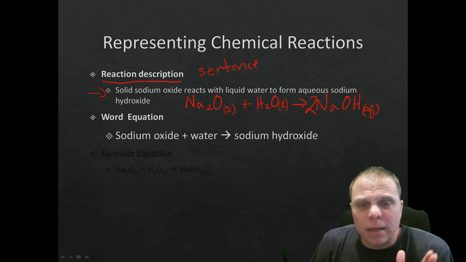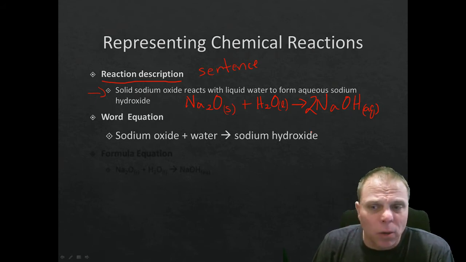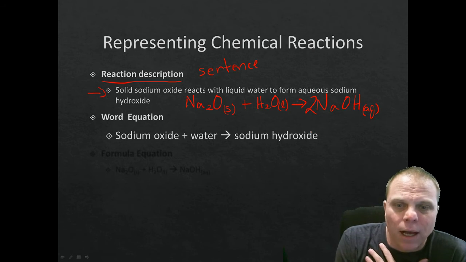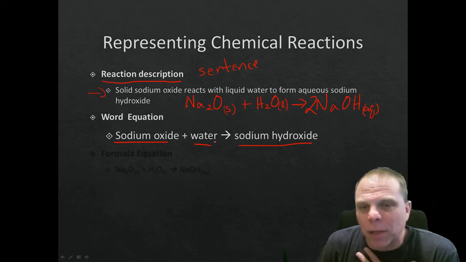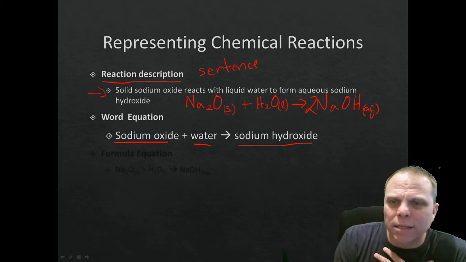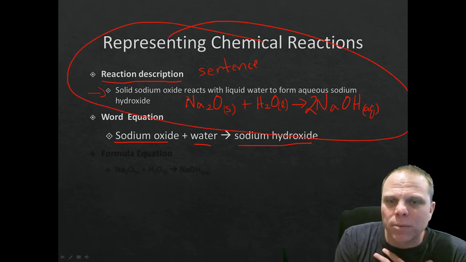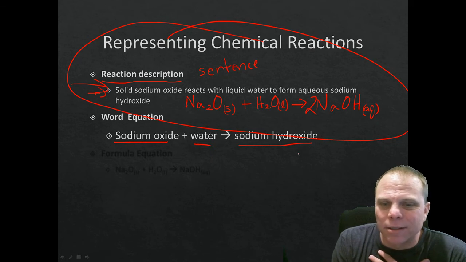You can also take that and put it into a word equation. This is a little bit more simplified, where we just put the names and then we can use arrows and the plus sign. But really, if I want a word description, I want this one up here. This one's just a little too simplified.